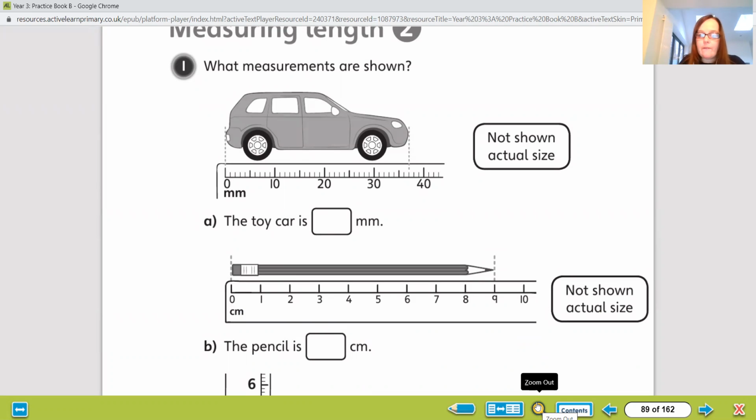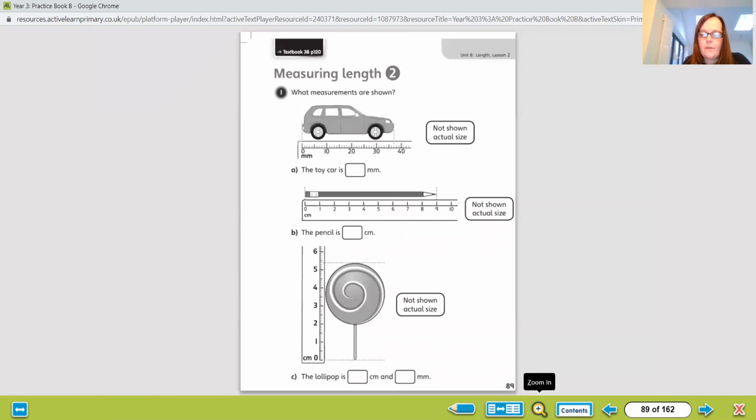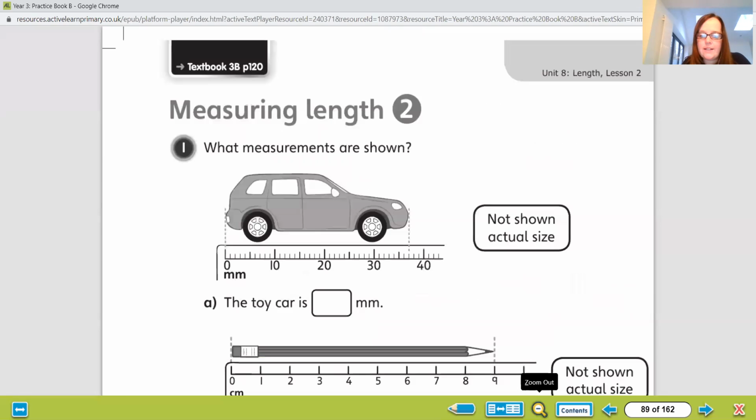I'm going to pause the video now. I'd like to pause the video because I'd now like you to tell me how long the pencil is. So this time the pencil is in centimetres. So start there and think, where does it end? Can you tell me how long the pencil is? Okay, fantastic. Okay, then we'll do C together.